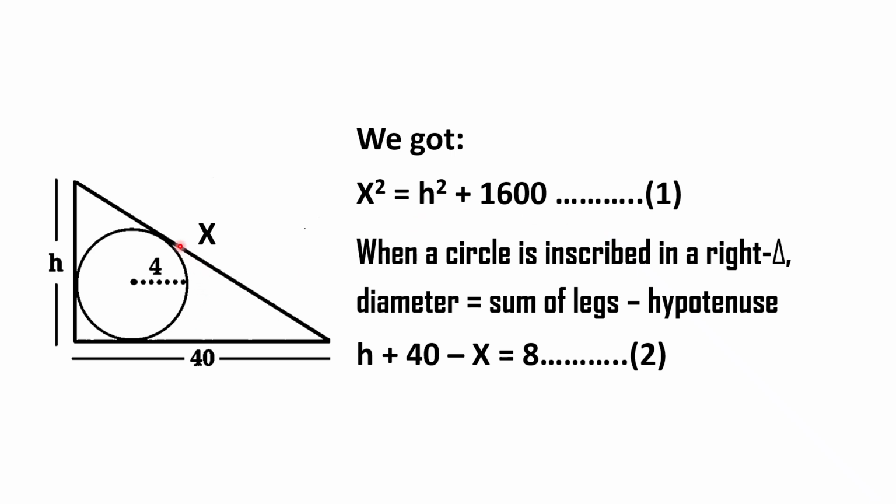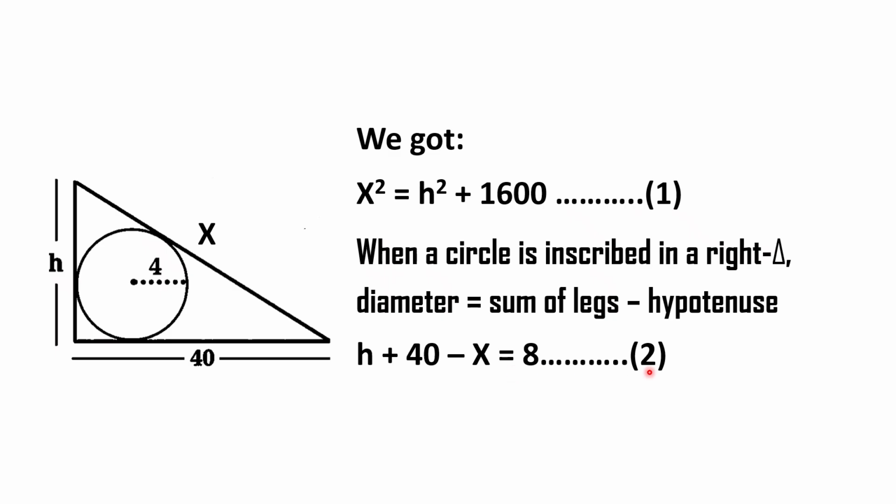Now when a circle is inscribed in a right angle triangle, its diameter will be equal to the sum of the legs minus the hypotenuse. So here the radius is 4, so the diameter will be 8. So h plus 40 minus x equals 8. H, that is the altitude, plus 40 base minus x hypotenuse should be equal to the diameter, which is 8 units.